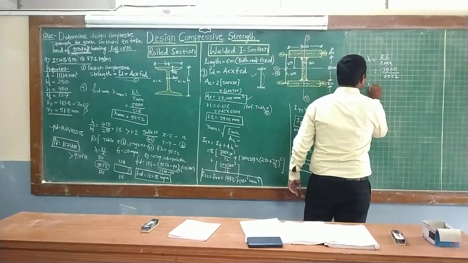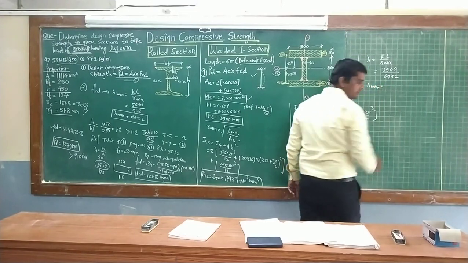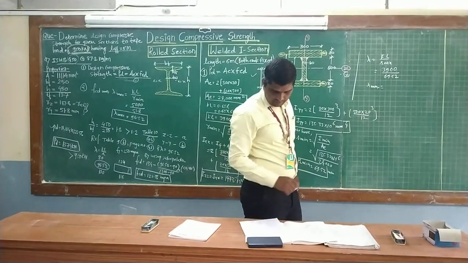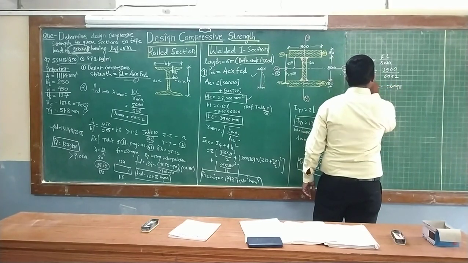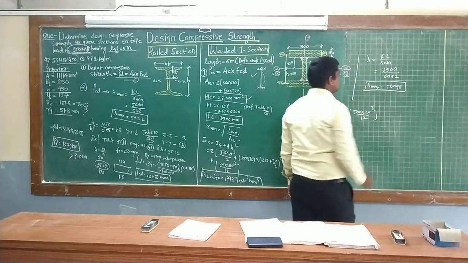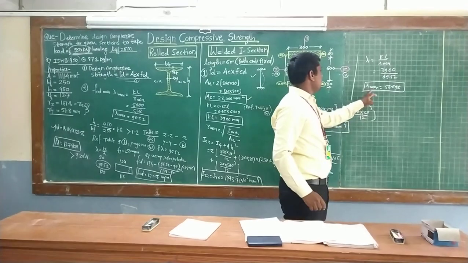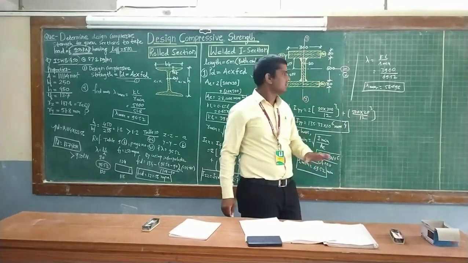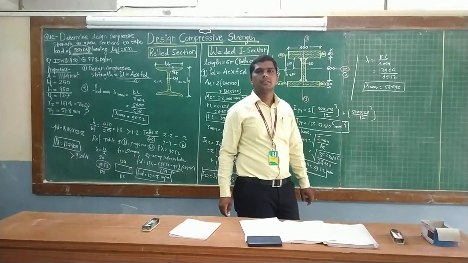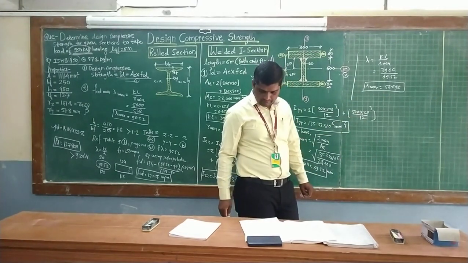So lambda max is equal to 56.098. So this was the answer. By using this value, we are going to find out the value of FCD. For that, we are going to refer to the buckling class.